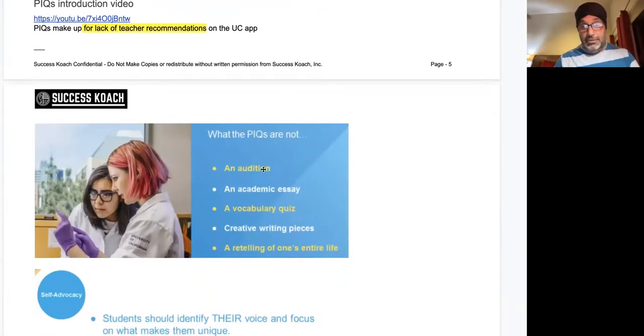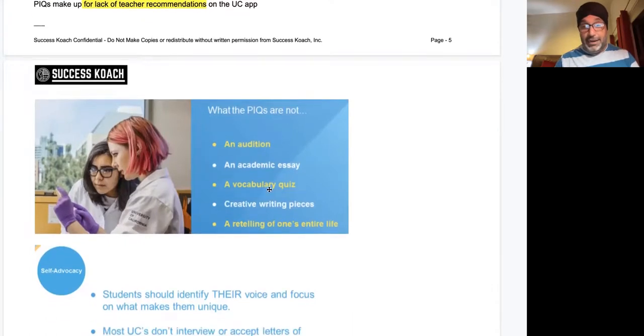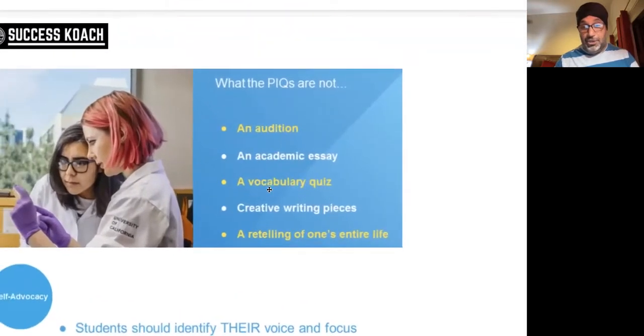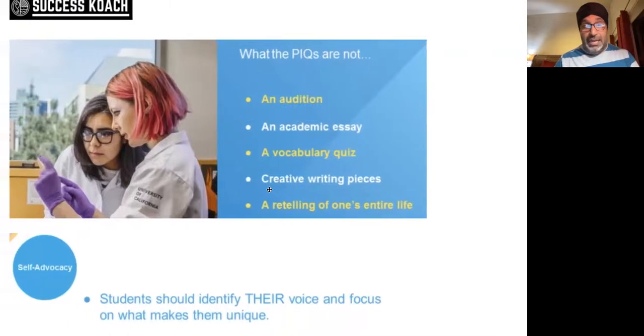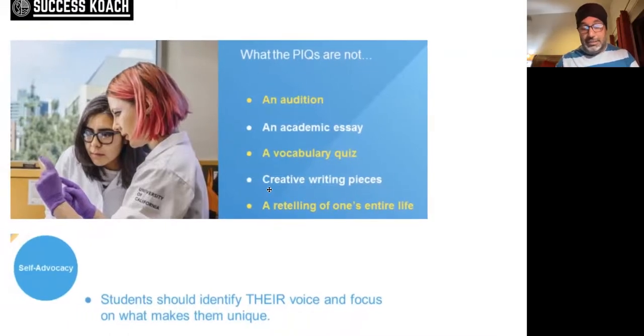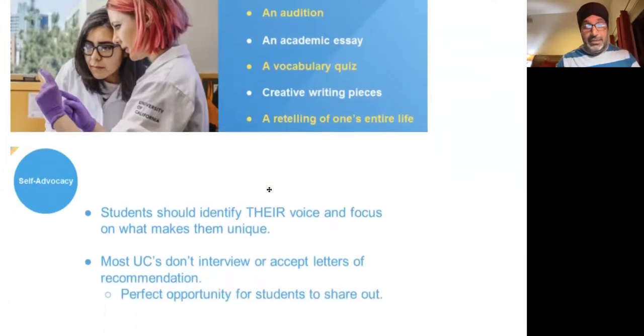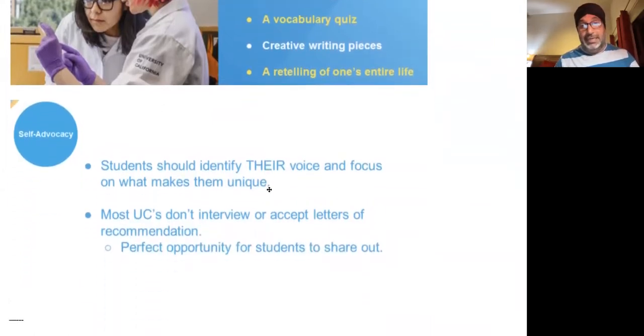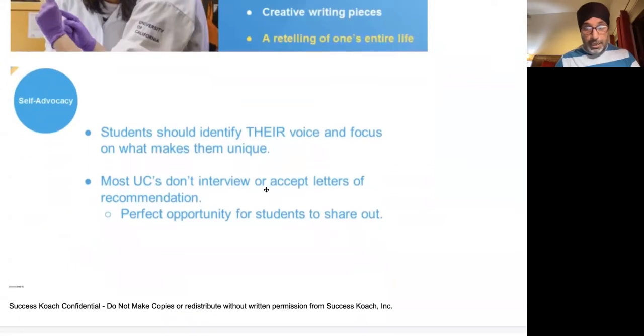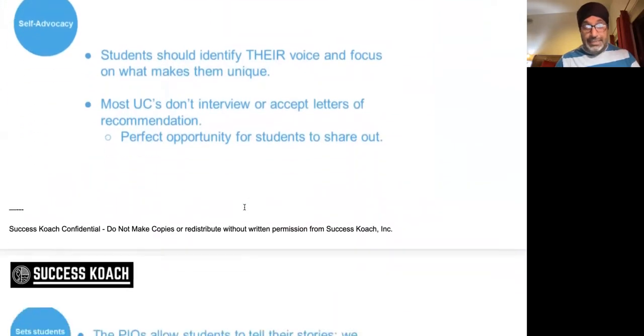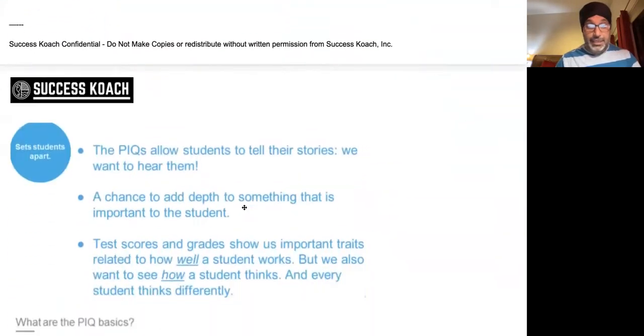They are not a vocabulary quiz, no fancy words required, no creative writing requirements. You don't have to go through every part of your life either. It's not in chronological order. It's just 4 or 5 experiences that tell them some of your values, okay? So do not make it more complicated than it should be. Like I said, there's no interview, so this becomes very critical.